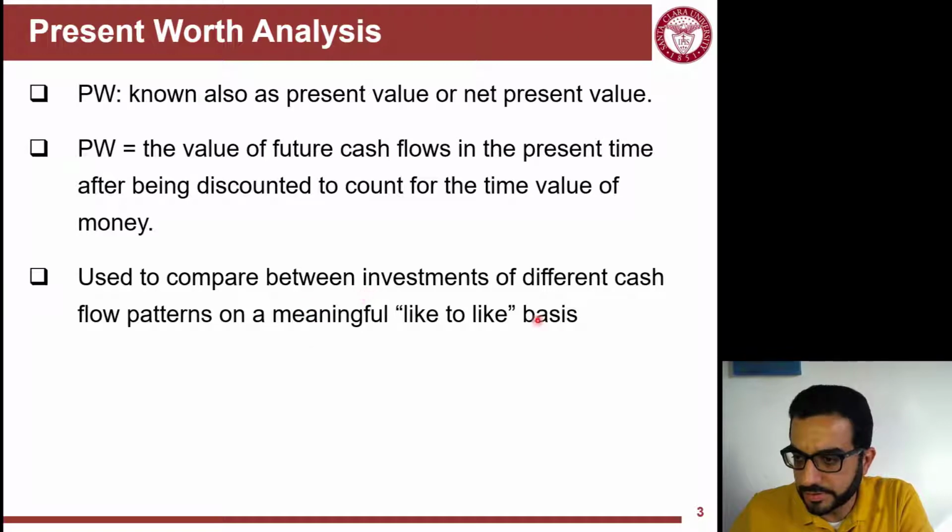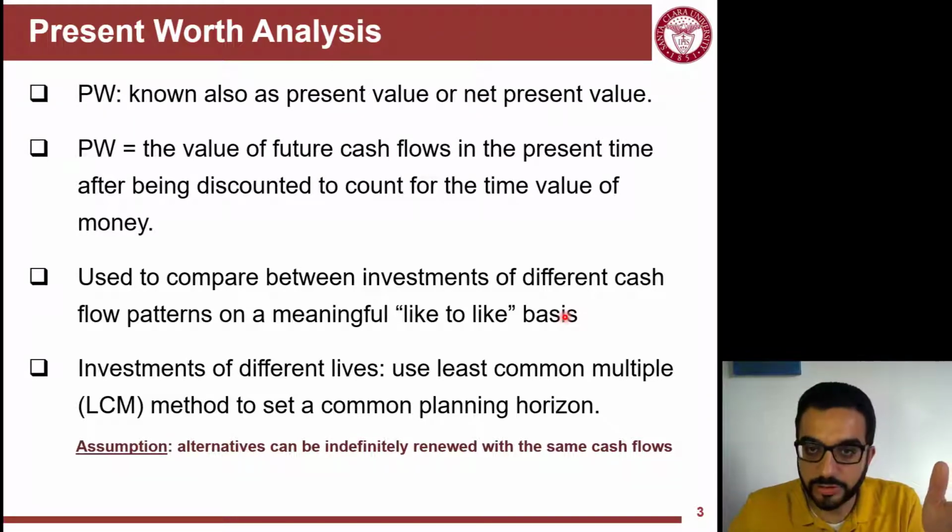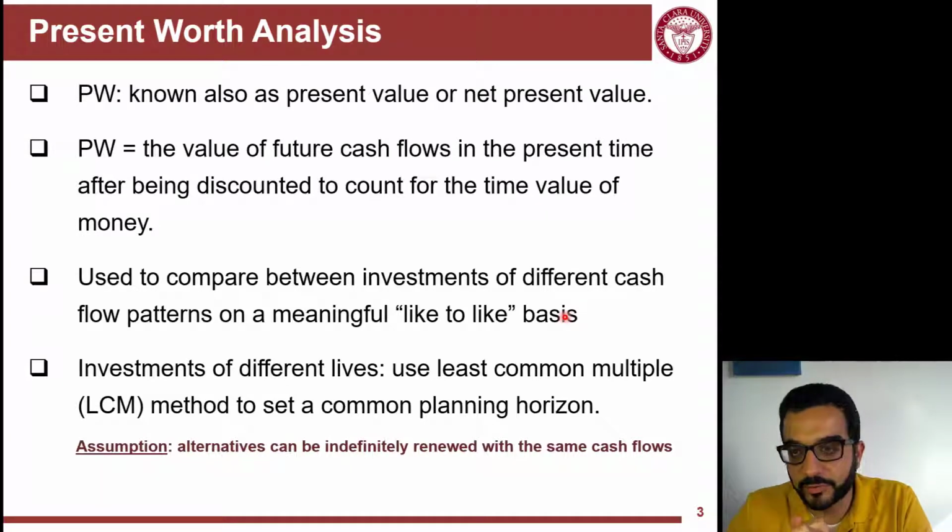So one thing we need to make sure of is that we're using the least common multiple lifespan. Like we covered in the previous video, if the alternatives can be renewed, then it's better to draw the cash flow expanded for the alternatives to fit that common lifespan or planning horizon.